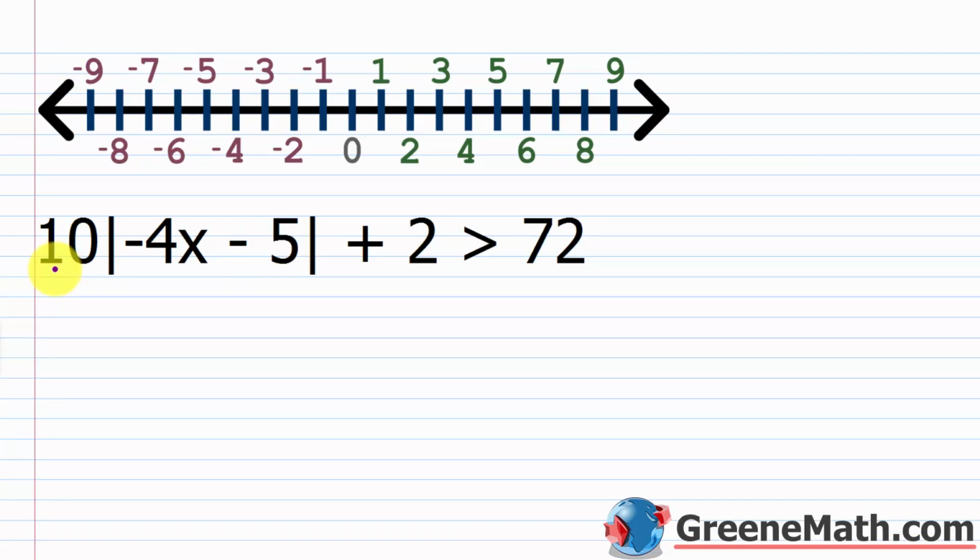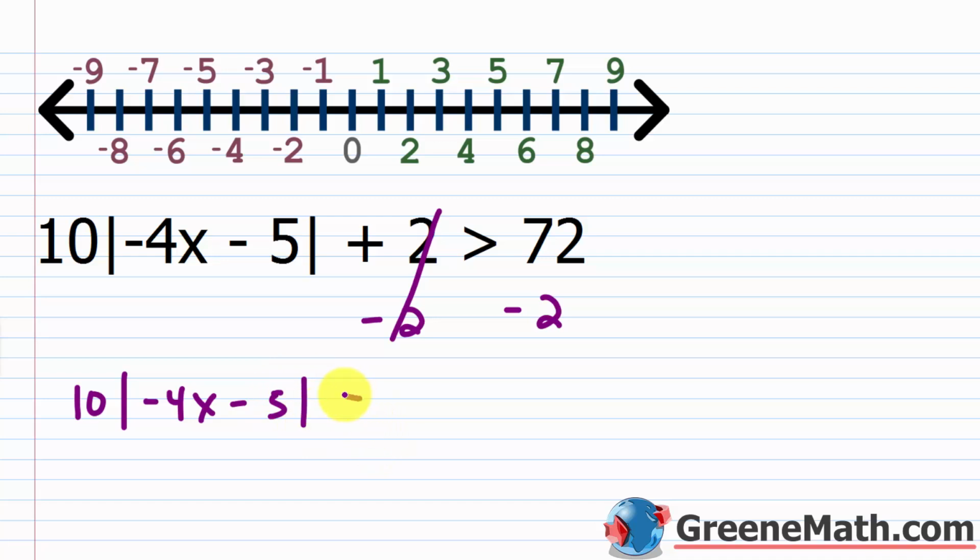So suppose we have 10 times the absolute value of negative 4x minus 5, plus 2, is greater than 72. Again, the idea here is to isolate the absolute value operation on one side, and have a number on the other. So I'm going to subtract 2 from each side of the inequality to start. That cancels. You've got 10 times the absolute value of negative 4x minus 5, and this is going to be greater than 72 minus 2, which is 70.